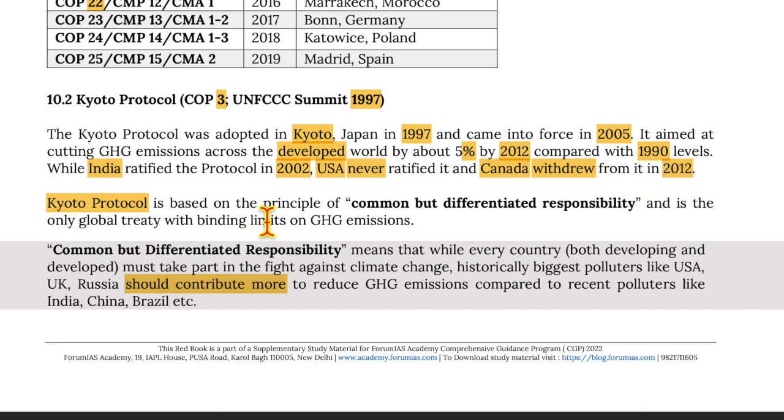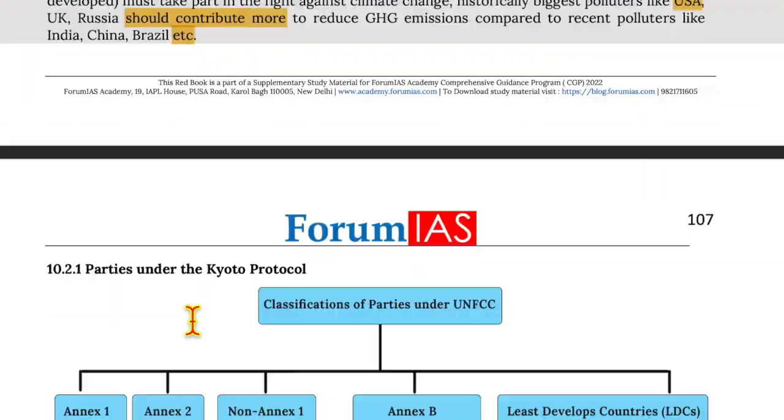Now, the Kyoto Protocol is based on the principle of common but differentiated responsibility and is the only global treaty with binding limits on greenhouse gas emissions. Common but differentiated responsibility means that while every country, both developing and developed, must take part in the fight against climate change, historically biggest polluters like USA, UK, Russia should contribute more to reduce greenhouse gas emissions compared to recent polluters like India, China, Brazil, etc.